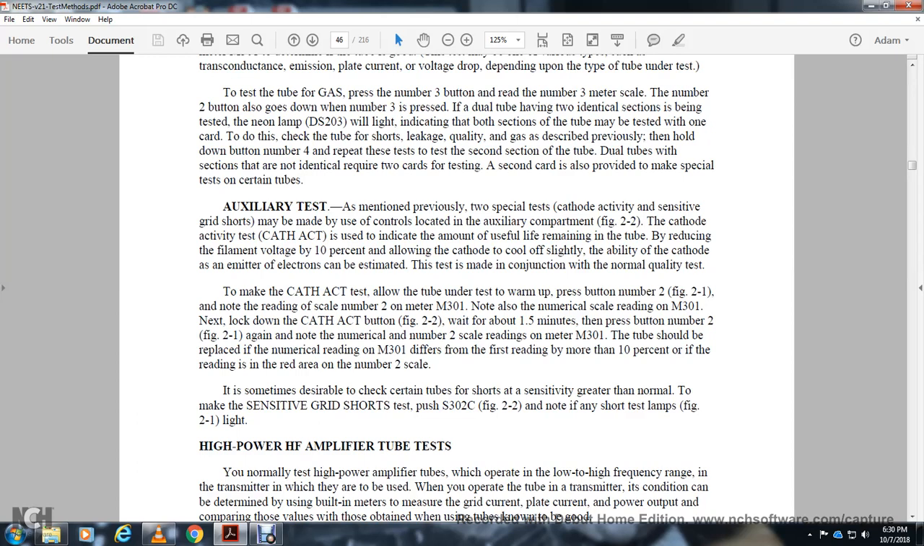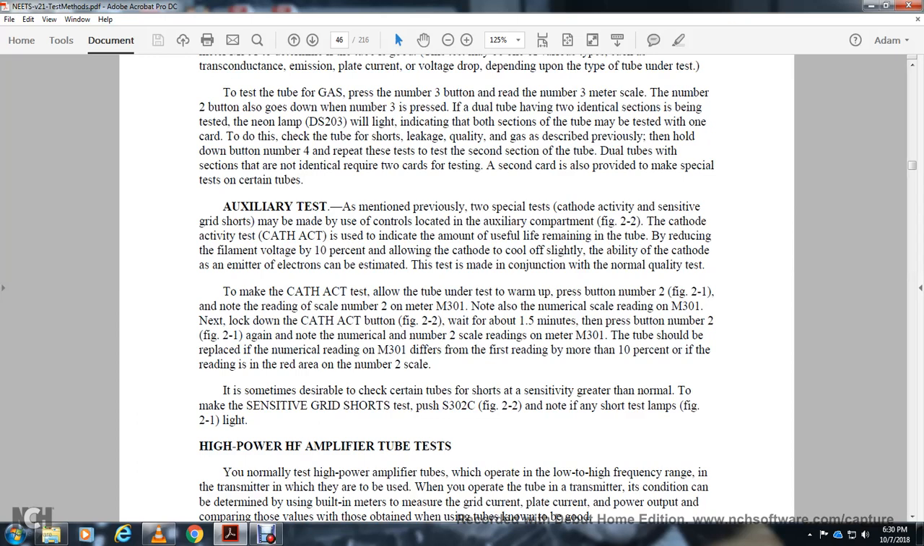The cathode activity test indicates the amount of useful life remaining in the tube. With the filament voltage reduced by 10%, the cathode cools off slightly, and the abnormal ability of the cathode to emit electrons can be estimated with this test in conjunction with the normal quality test. To make the cathode activity test, allow the tube under test to warm up and press the button.